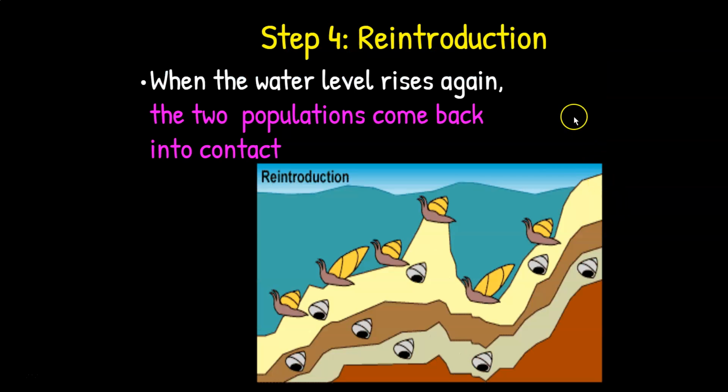Okay, so now we have reintroduction. So when the water level, like here's the water, remember it was isolated here, but when the water level goes back up, these two populations come into contact with each other. So we can see the little shells and the big shells, and now they can go back and forth.